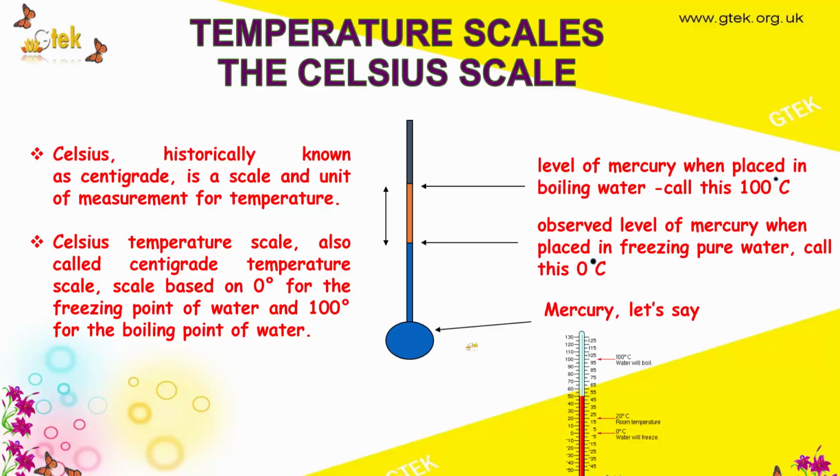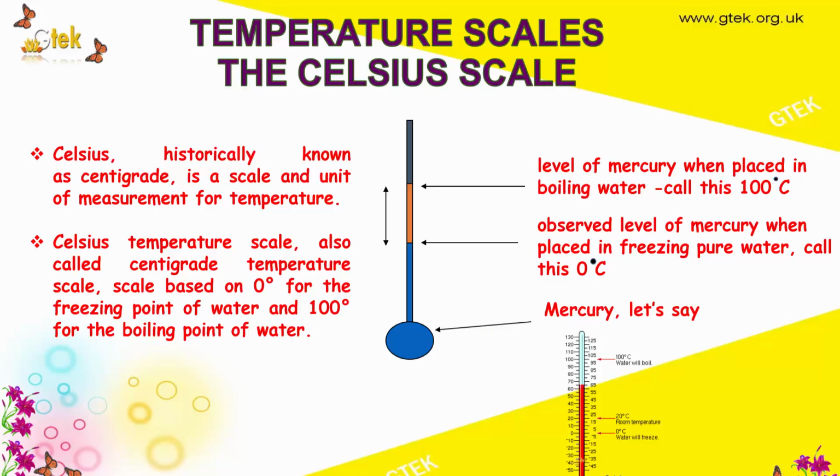You can see here the levels which have been depicted for the Celsius scale. This one is the level of mercury when placed in boiling water. It is called the temperature of 100 degrees Celsius. And this is the level of mercury when placed in freezing pure water, and we call it 0 degrees Celsius. And this one is nothing but the mercury.